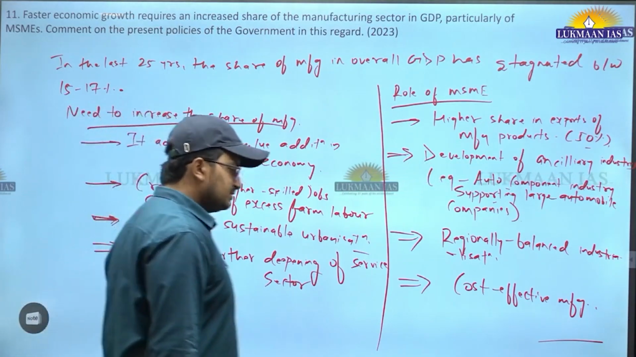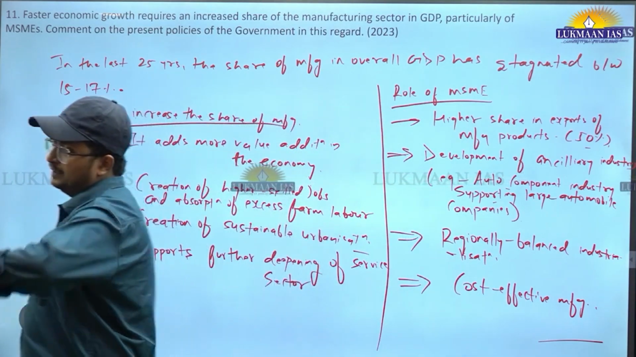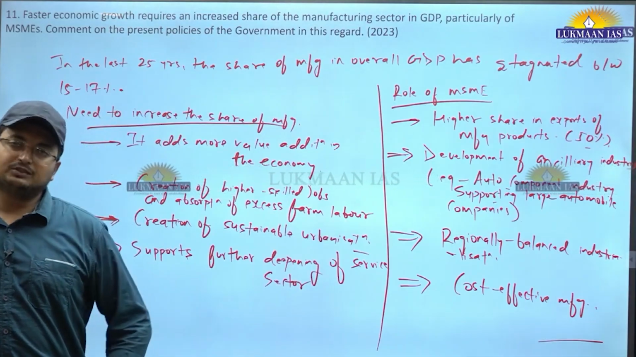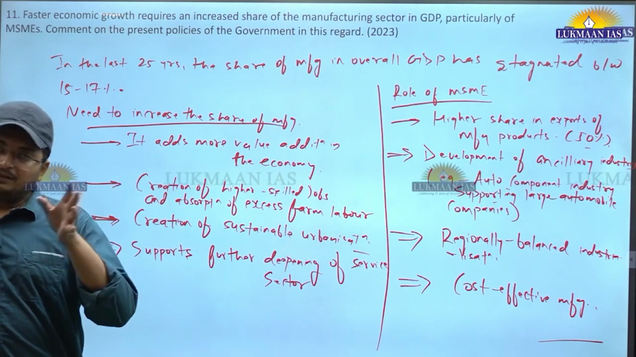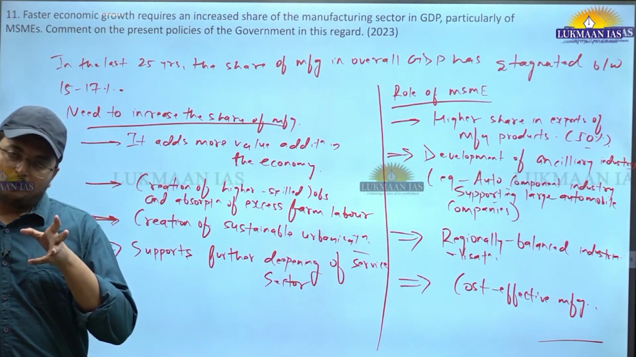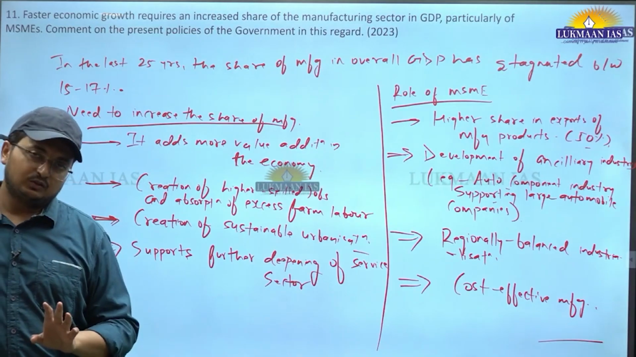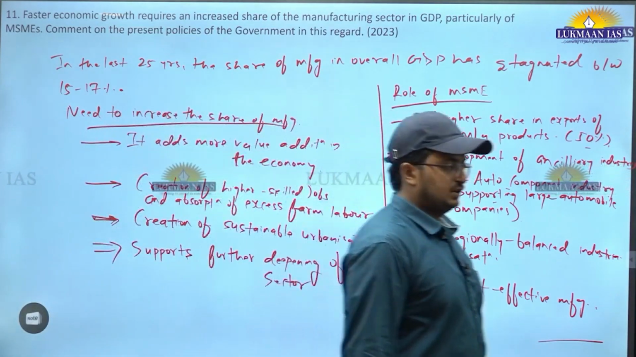Then regionally balanced industrialization. See, these MSMEs are spread all over India, and because of this the manufacturing sector does not get concentrated in the coastal regions itself. MSMEs also push manufacturing opportunities in those tier 3 towns, even to the village areas, in some of the remotest parts of the country. And cost effective manufacturing.